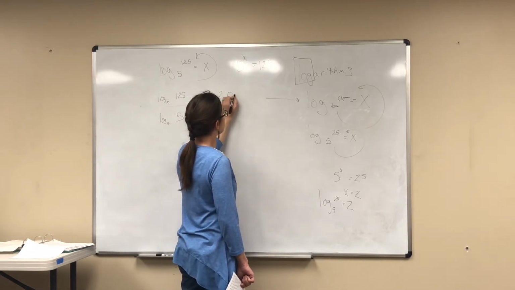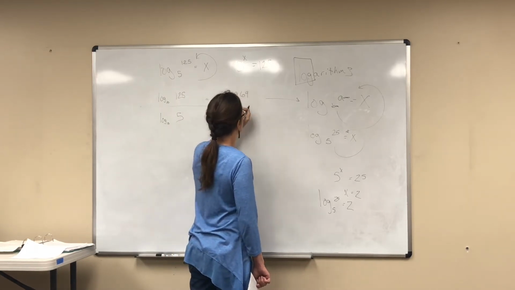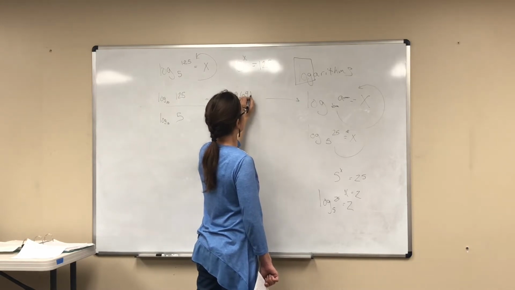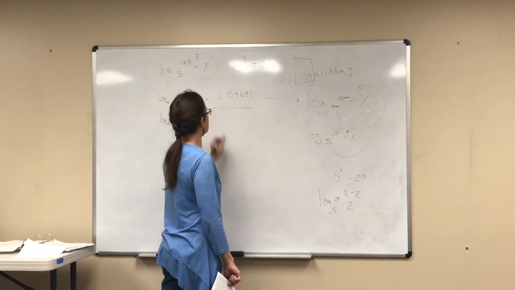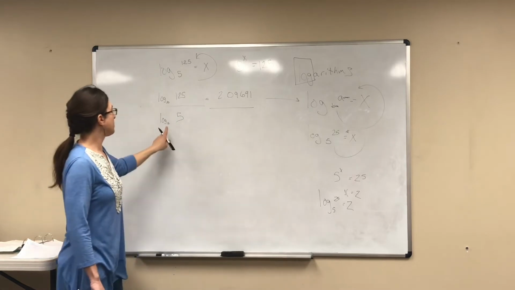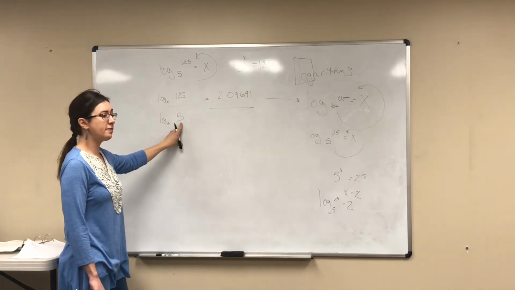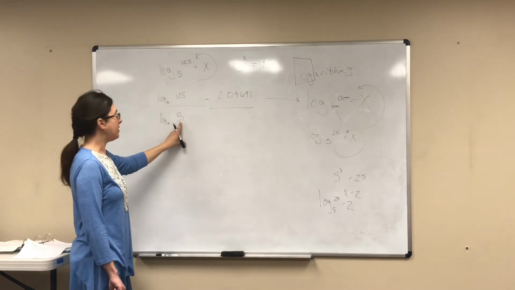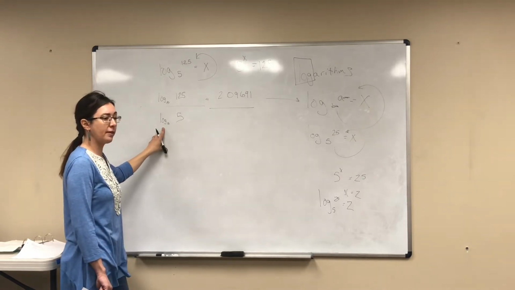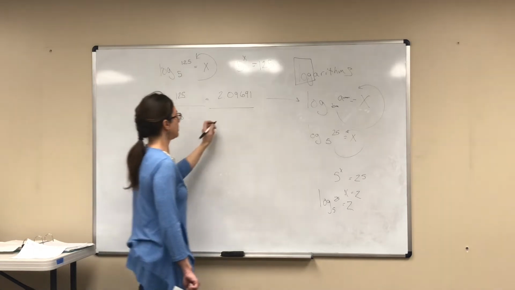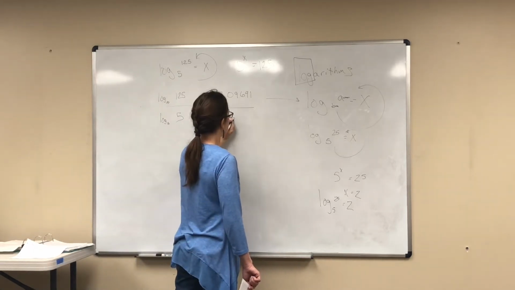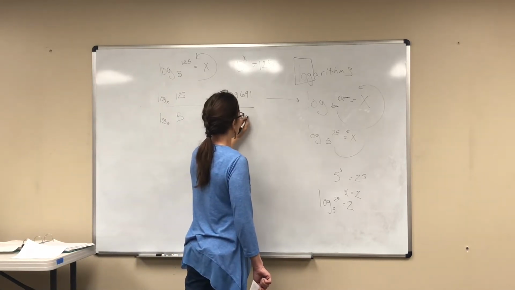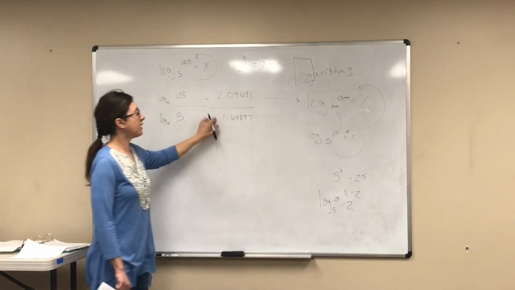2.0969. Okay, Nazarene. To do log 10 of 5, you're going to type a 5, and then you're going to hit the log 10 button. 0.69897. Okay.